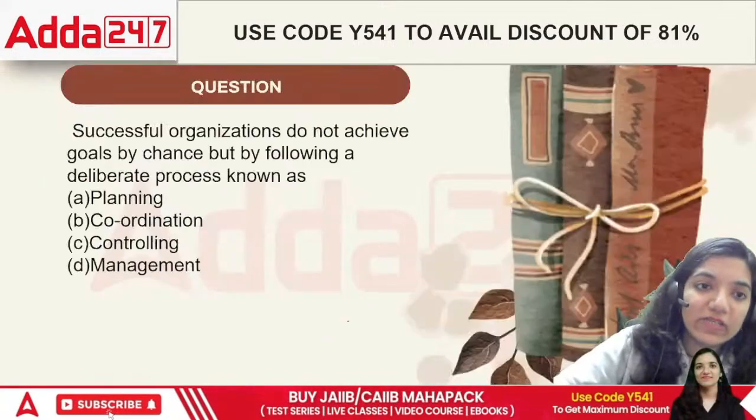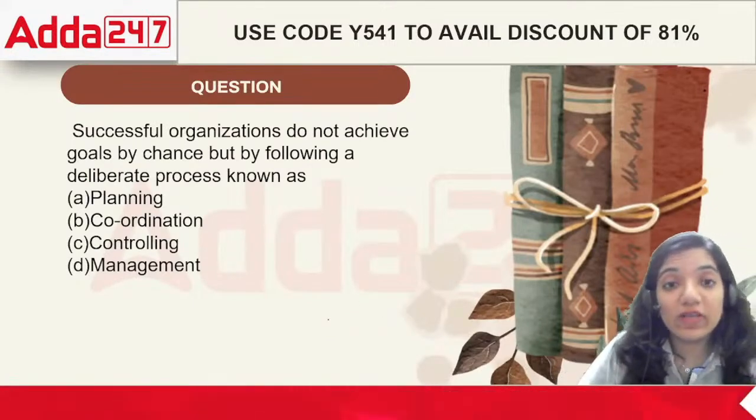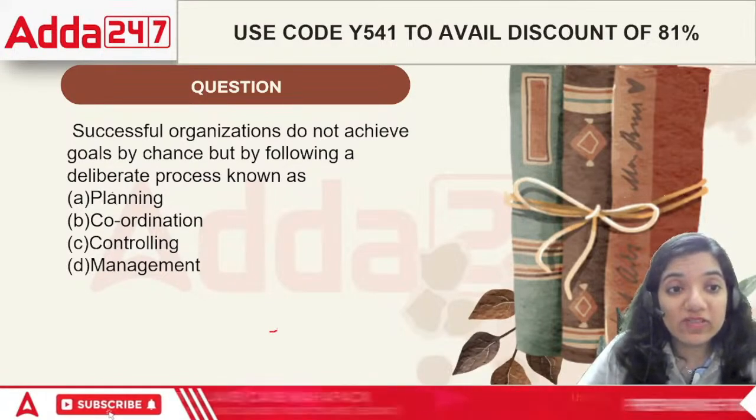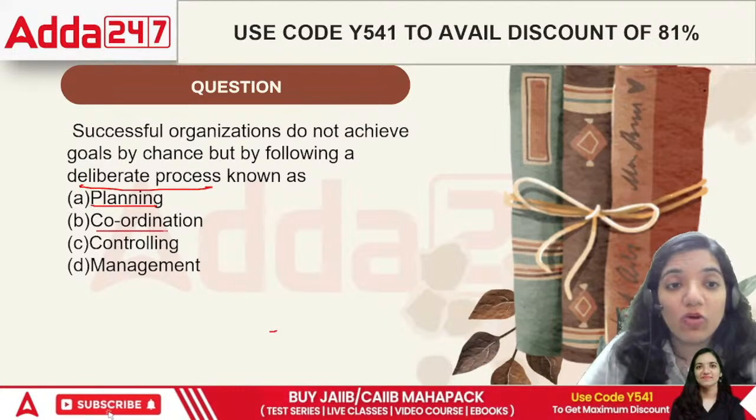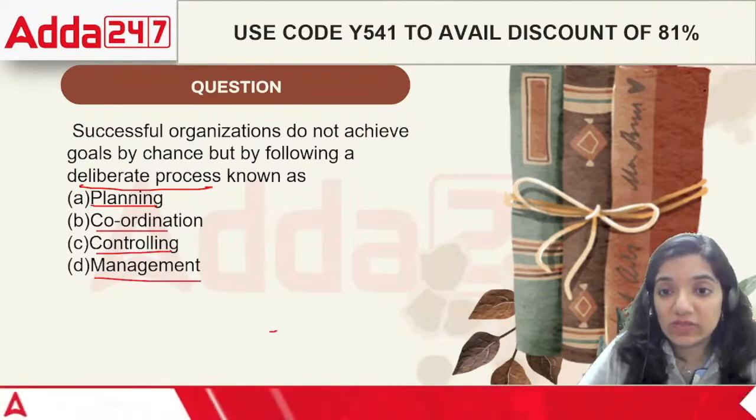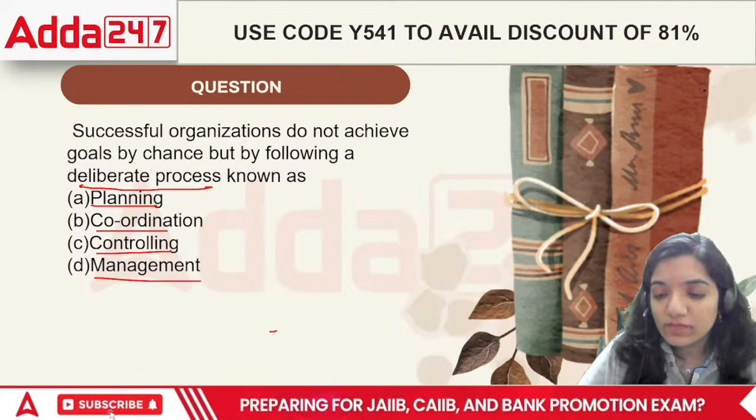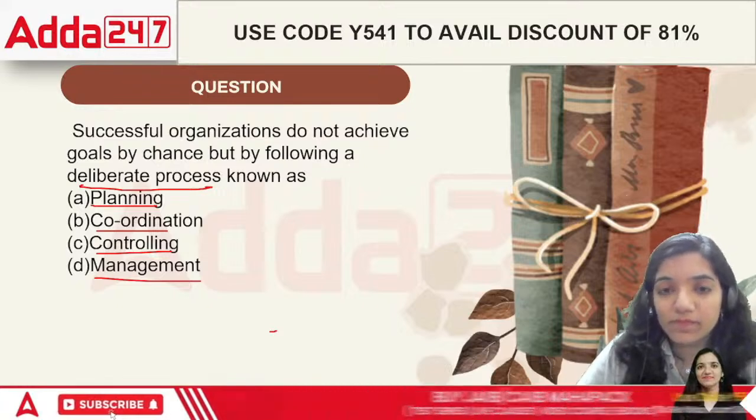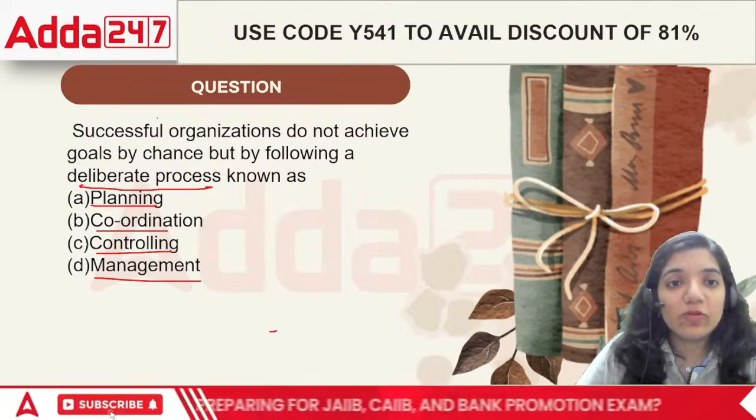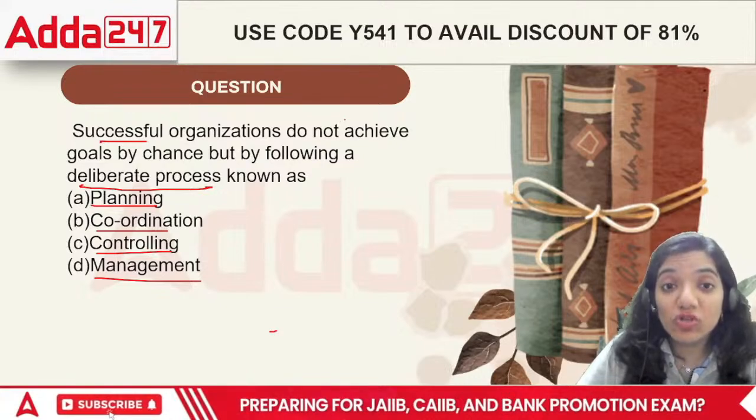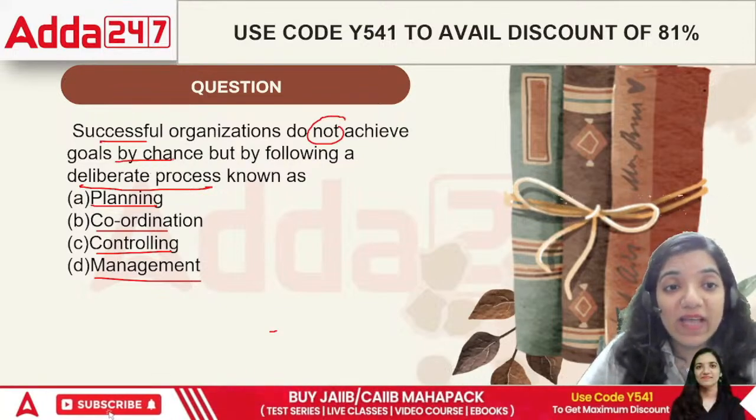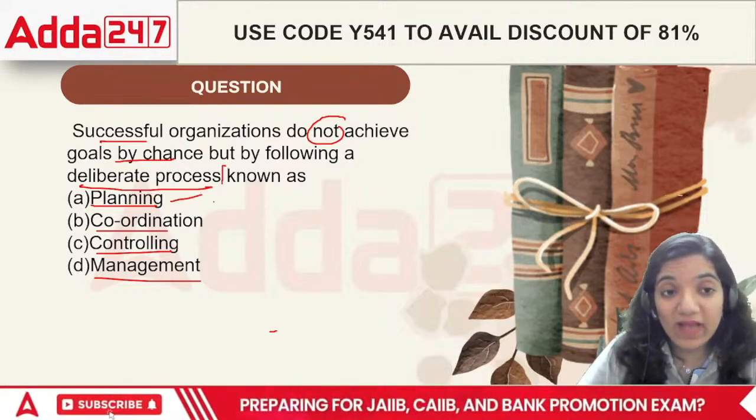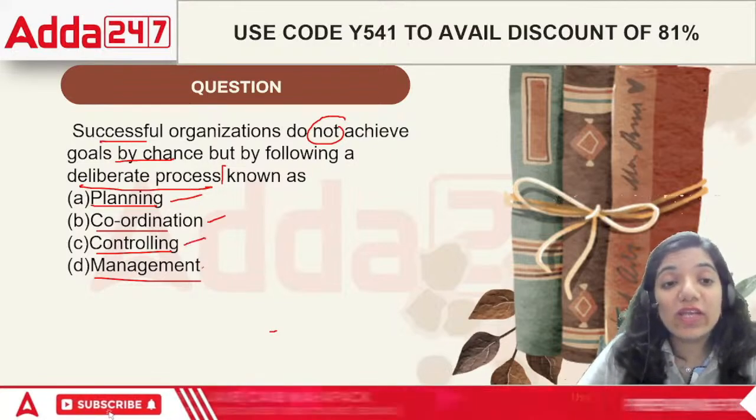Okay. Now, the next point is that successful organizations do not achieve the goals by chance, but by following a deliberate process known as planning, coordination, controlling, or management. Successful organizations do not achieve the goals by chance. That doesn't happen on its own. They go through a deliberate process. It's called planning, then coordination, controlling, or management.